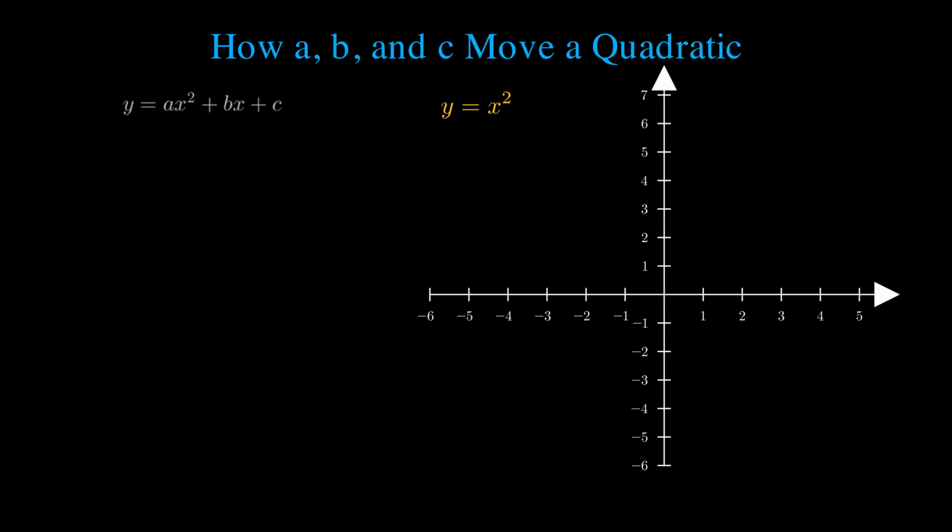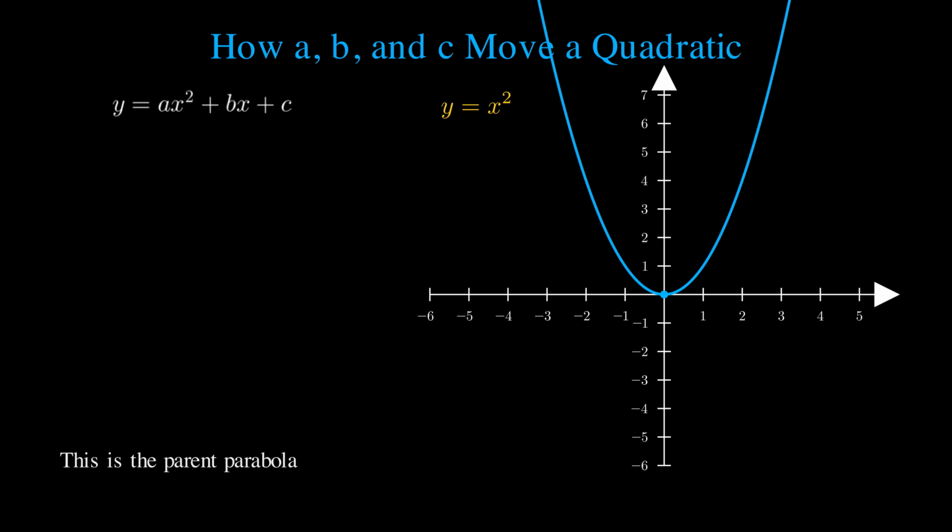Let's start with the parent equation, y equals x squared. This is the most basic quadratic possible. Its vertex is at the origin, 0, 0, because if I plug in 0 for x, my y equals 0. This graph opens up and it is perfectly centered. Every quadratic starts here. Now we change a.